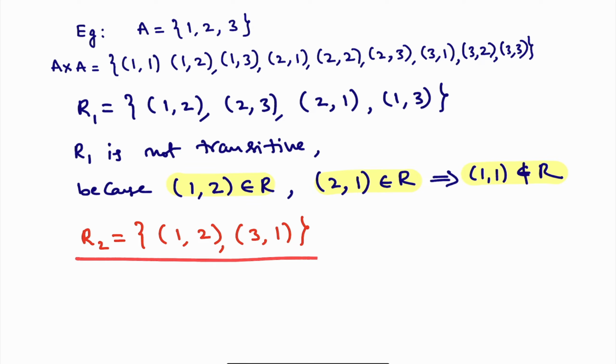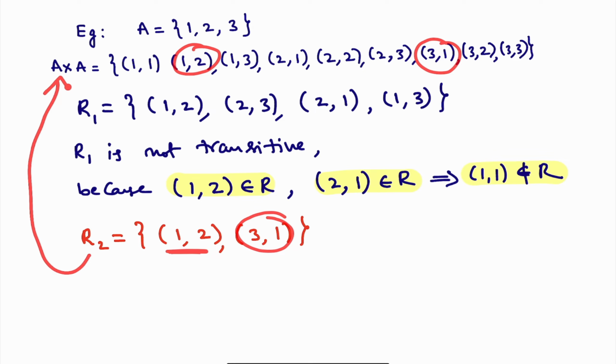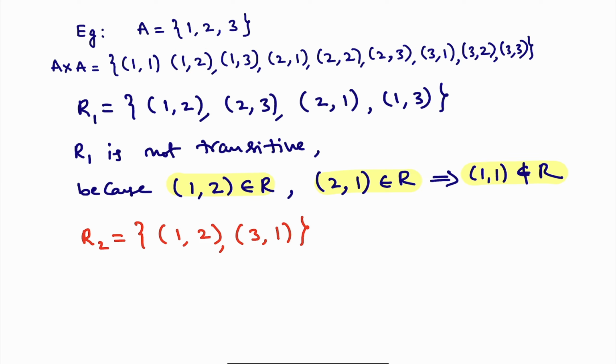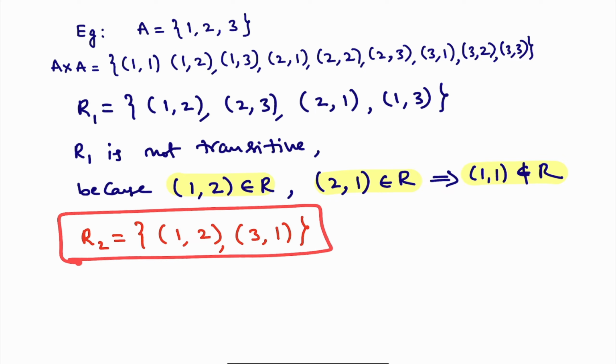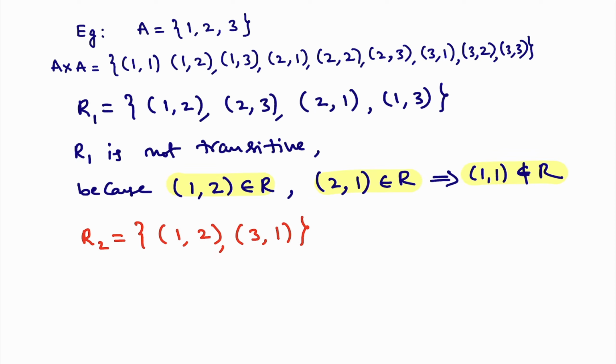Now you observe, I have taken one more relation on A. (1, 2) is there in A cross A. (3, 1) is there in A cross A. So R2 is a subset of A cross A. So R2 is a relation on A. My question is, is this relation transitive or not? In this topic of transitivity, please observe all the examples, then only you can understand this transitive relation.